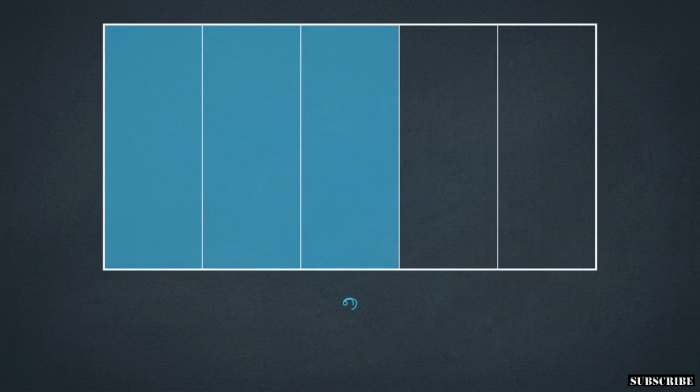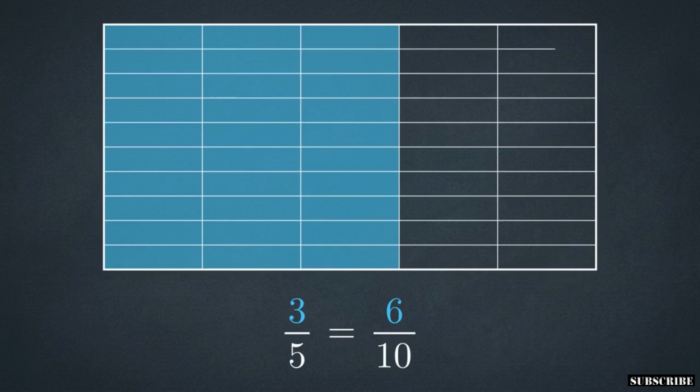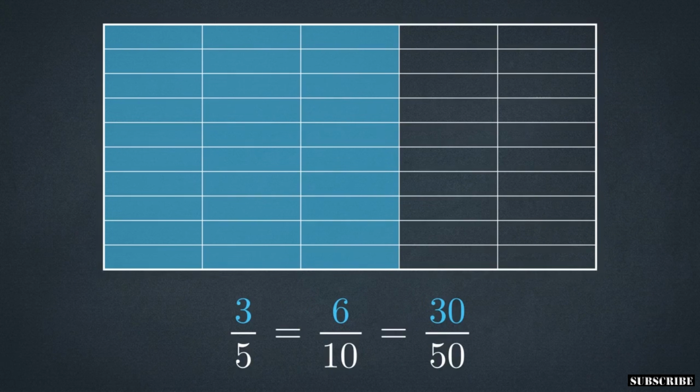Here is a geometric representation of a single area. Split it into 5 sections and shade 3 to get 3/5. Divide that area into 10 sections, 6 are shaded. Divide into 50 sections, 30 are shaded. The physical space covered is exactly the same.